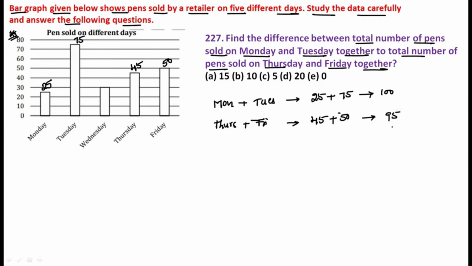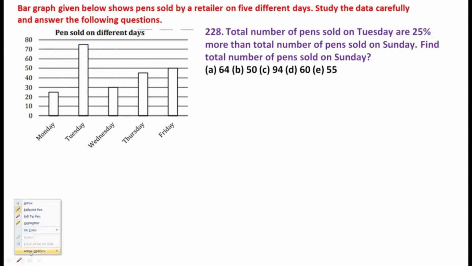Now, here the question: what is the difference of their selling? The difference of selling is exactly equal to 5 pens. You can choose your option C. Everyone concentrated on the data and calculation. Very good. Now, try the next question.